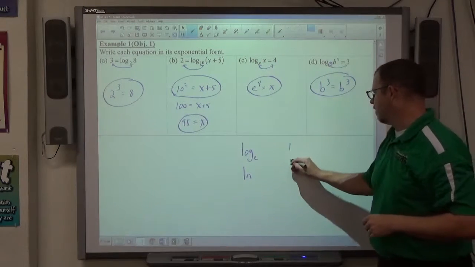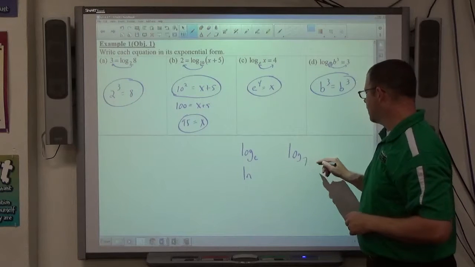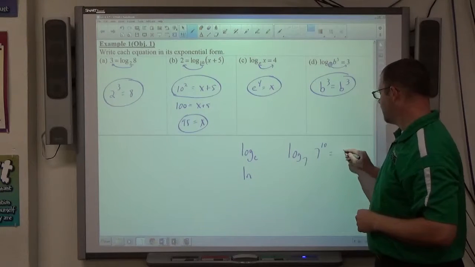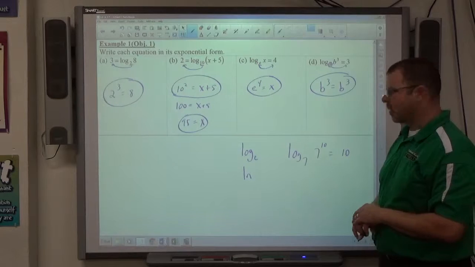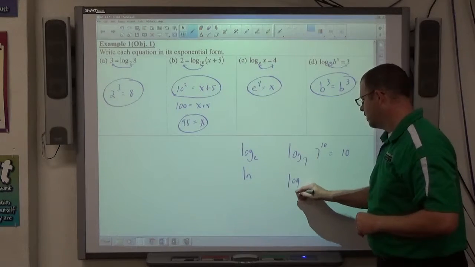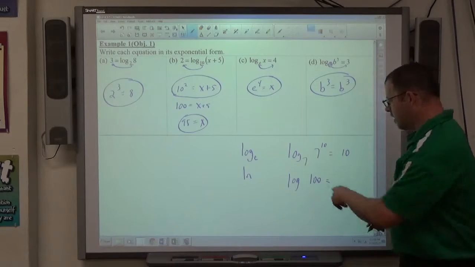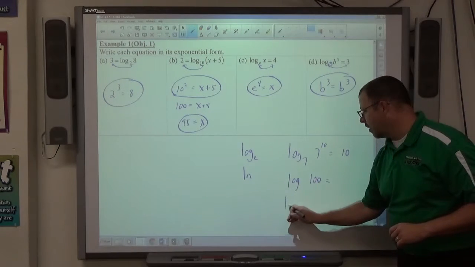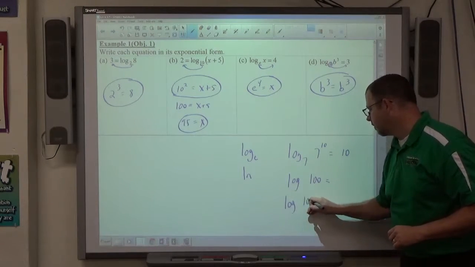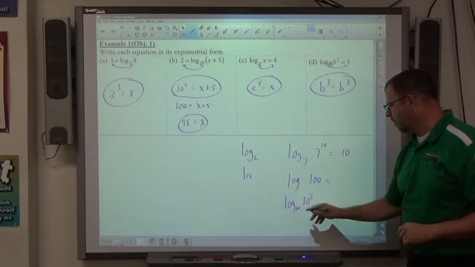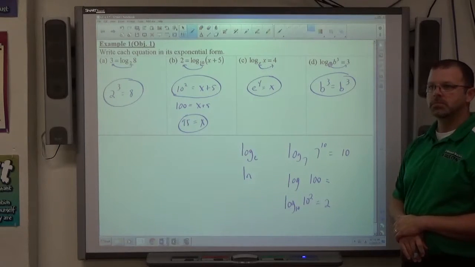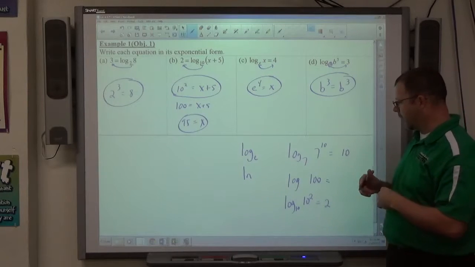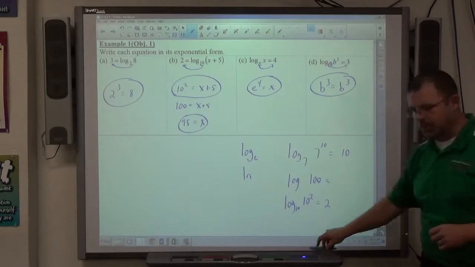So in general, if I have log base 7 of 7 to the 10th power, that equals 10. If I have log of 100, log without any base written is understood to be base 10. Keep in mind that 100 is 10 squared, and the bases match, so the answer is 2. All right, so that's just a property we're going to be looking at in a moment with example 3, I believe.